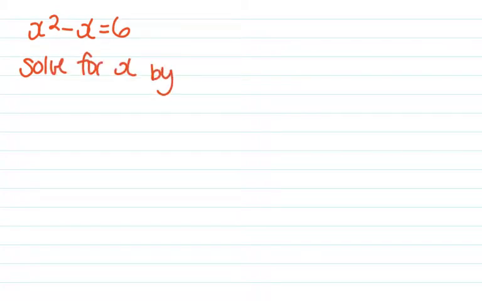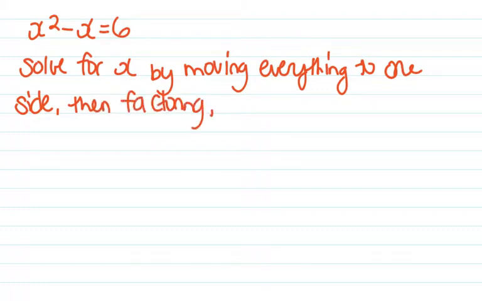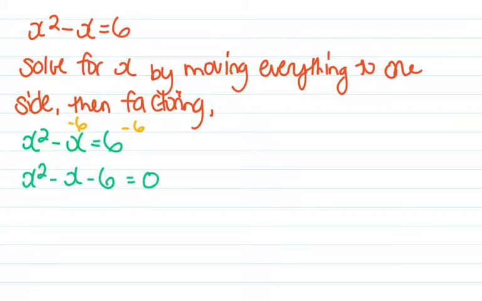Solve for x by moving everything to one side and then factoring. All right. So x squared minus x equals 6. In order to move everything to one side, I'm going to subtract 6 from both sides because that's the least things I'm moving around. So now I have x squared minus x minus 6 equals 0.